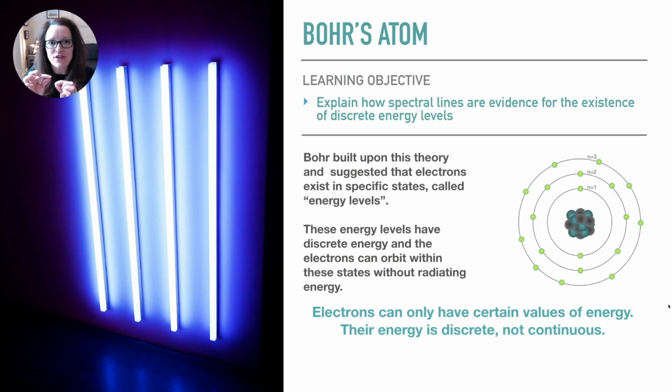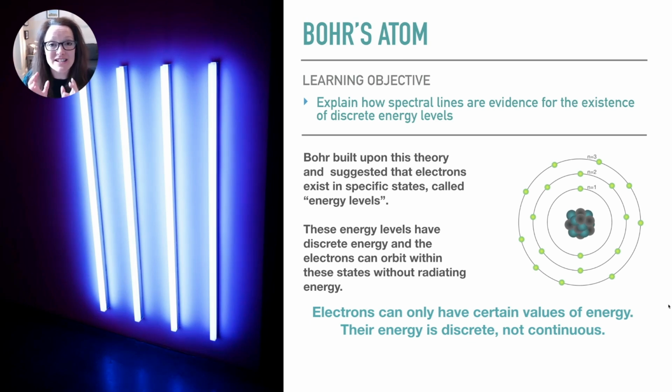You know, they stay on that one stair and it surrounds the nucleus. And these energy levels have discrete energy. So they have distinct energy values associated with these energy levels. And the electrons can stay in that energy level without radiating any energy. So it doesn't give any energy away. It can go round and round and round, and it stays where it is.